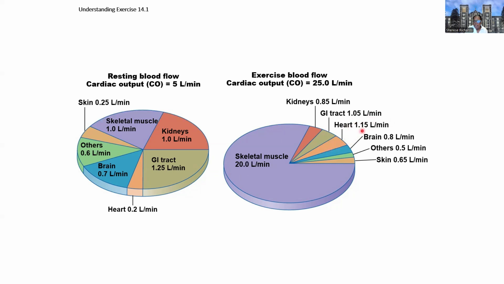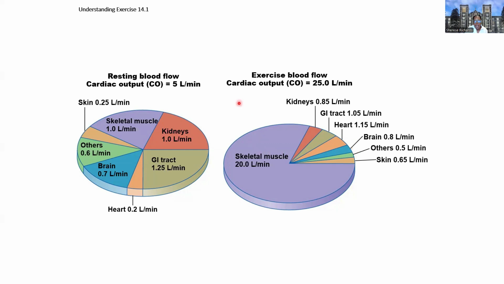And then other systems proportionally decrease. Kidneys drop down to 0.85, GI tract drops down to 0.1 or so, and then skin and others drop down significantly as well. Okay, notice how brain drops down just a little bit. The brain is very selfish, very oxygen dependent. And so the brain is not going to take much of a hit. It's going to drop a little bit to sacrifice for cardiac output, but it otherwise is very metabolically demanding.